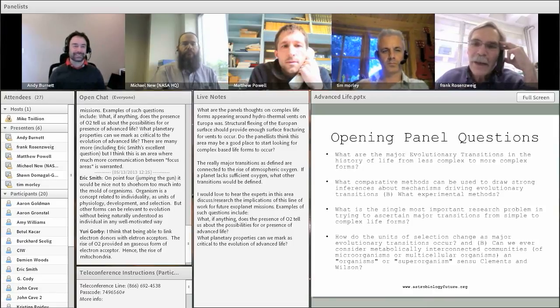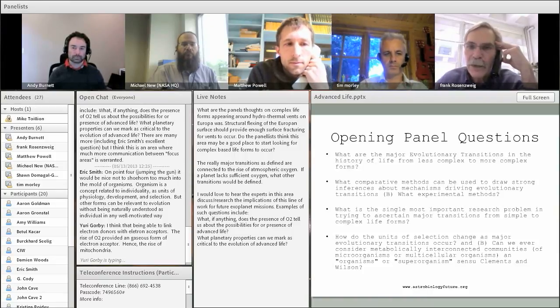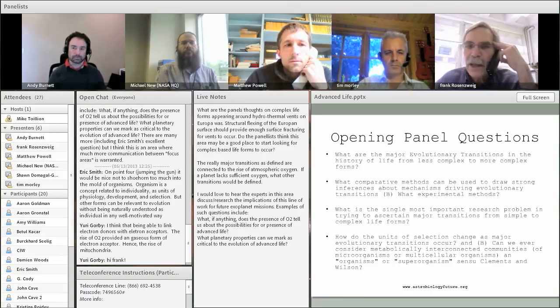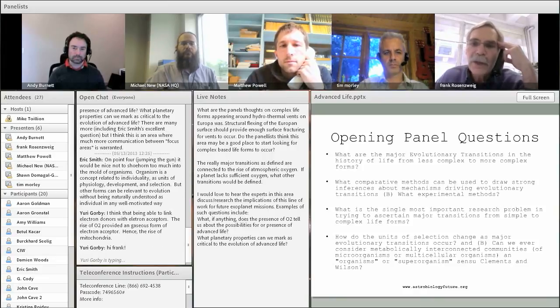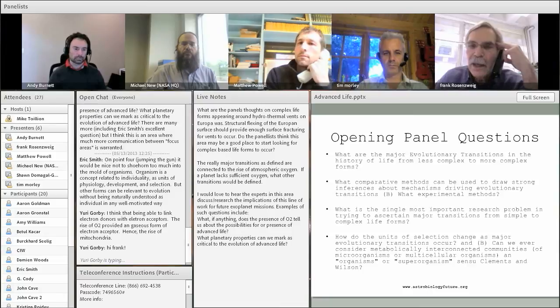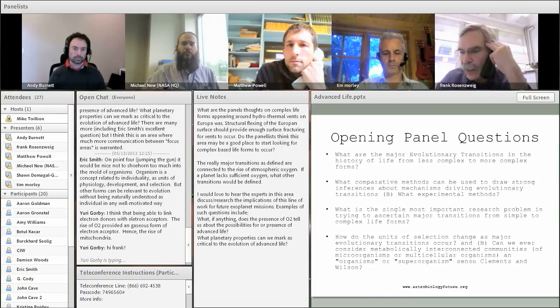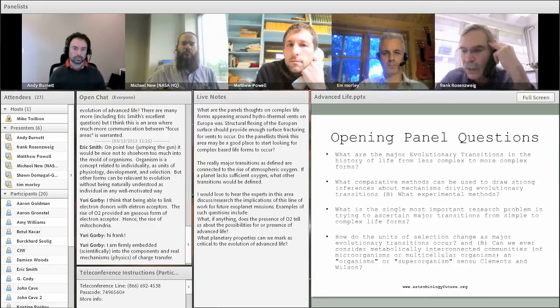So we talked about information about evolutionary transitions that are embedded within the sequence data in the tree of life, and so that is what I was thinking about when I wrote the question, that we could use comparative methods to draw strong inferences about mechanisms driving evolutionary transitions, and to the extent that our molecular clock data can be roughly calibrated to known events in the fossil record, then we can retrospectively examine the succession of those innovations in different groups over time.